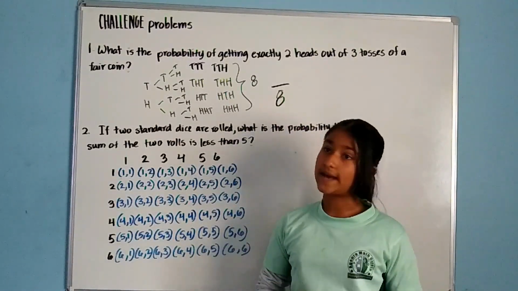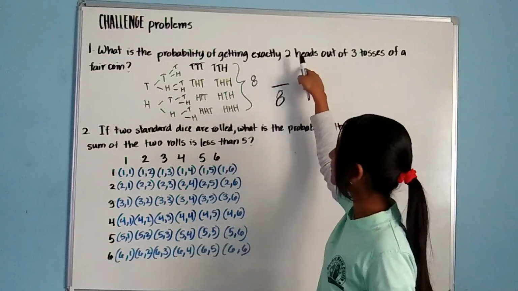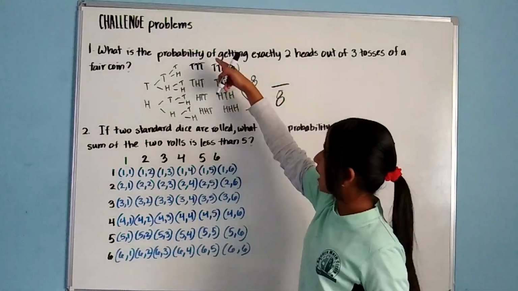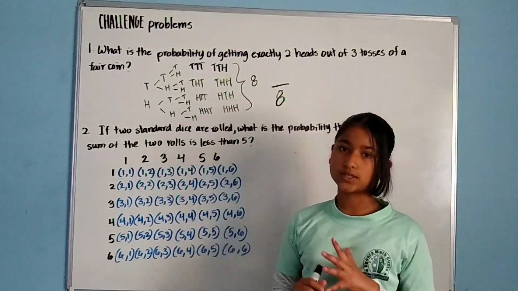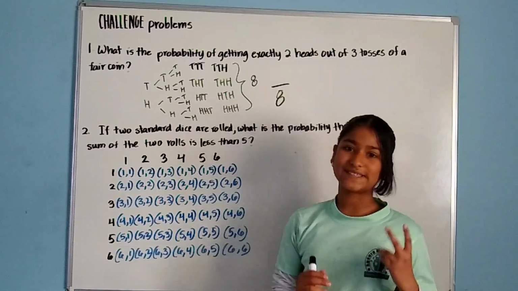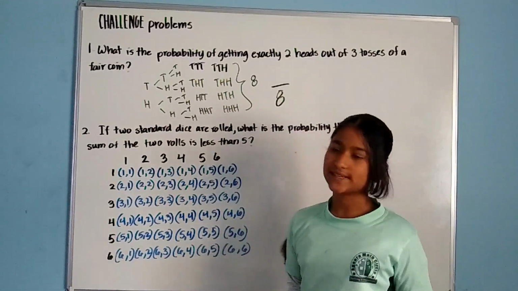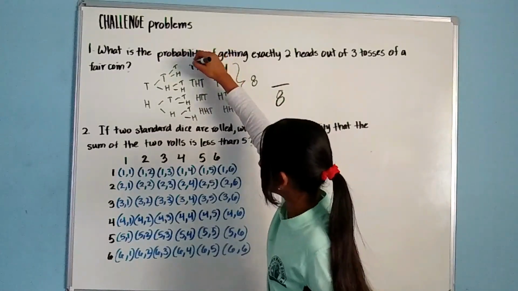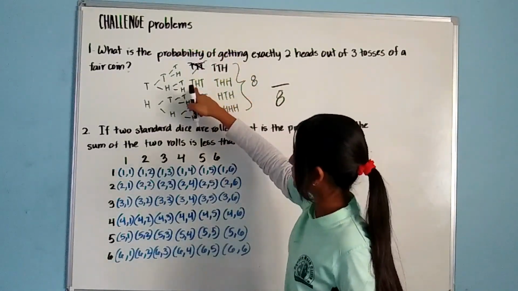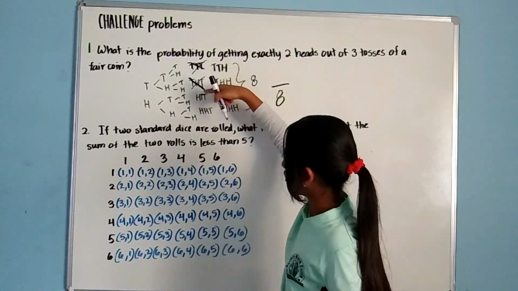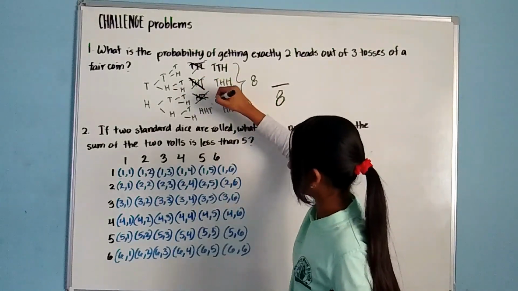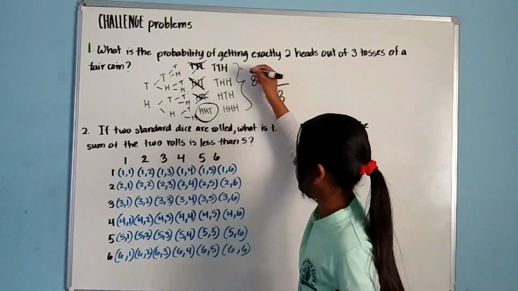Now, what is the question asking? Well, the question's asking exactly 2 heads. So let's see, out of all of these 8 possible events, how many have exactly 2 H's, representing heads? Now, this has 3 T's and no H's. This only has 1. This also only has 1. And this has 2. So this is one of them.